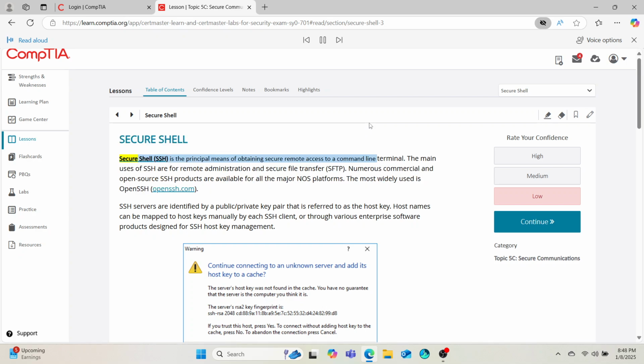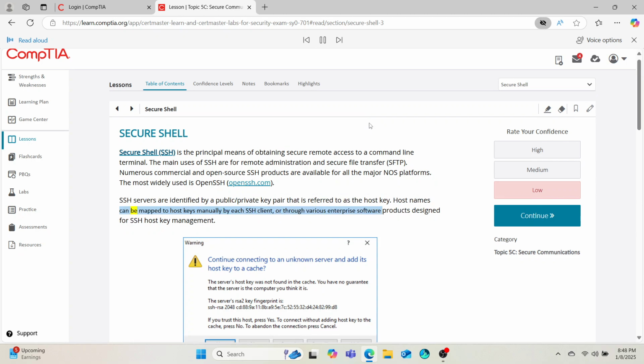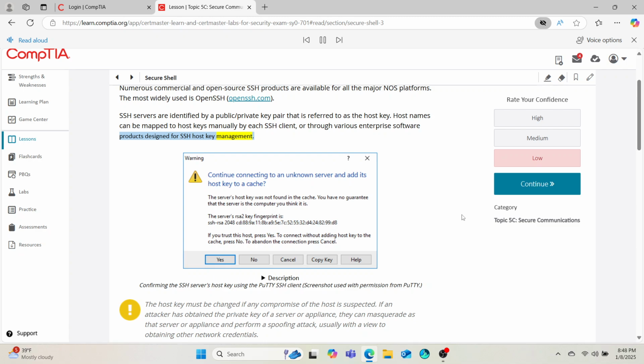Secure Shell. Secure Shell, SSH, is the principal means of obtaining secure remote access to a command line terminal. The main uses of SSH are for remote administration and secure file transfer, SFTP. Numerous commercial and open-source SSH products are available for all the major NAS platforms. The most widely used is OpenSSH, openssh.com. SSH servers are identified by a public/private key pair that is referred to as the host key. Host names can be mapped to host keys manually by each SSH client, or through various enterprise software products designed for SSH host key management.